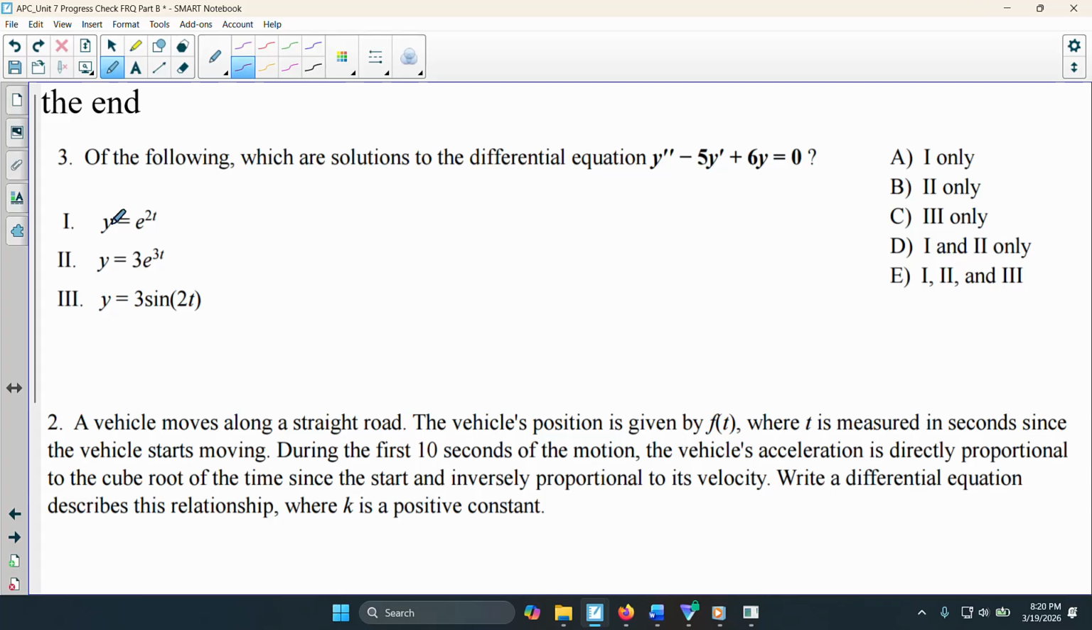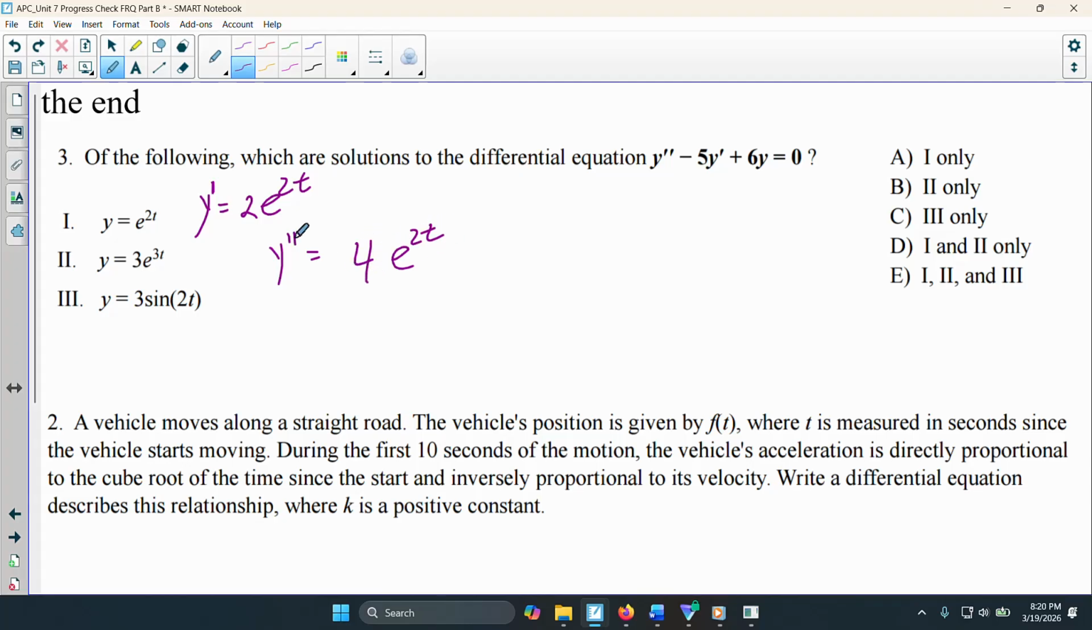Okay, so let's start. What's the first derivative of the first one? Well, this is exponential. This is pretty easy. It comes back as itself, e to the 2t, and then times 2 in front, right? That's the first derivative. How about the second derivative? Second derivative equals, well, I take the derivative of this. This comes back as itself, e to the 2t, and then times 2 again. So this really becomes 4 here.